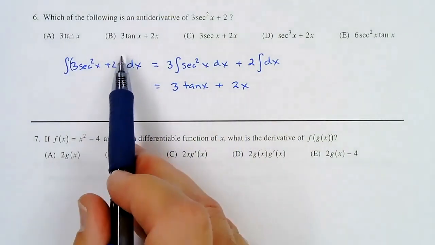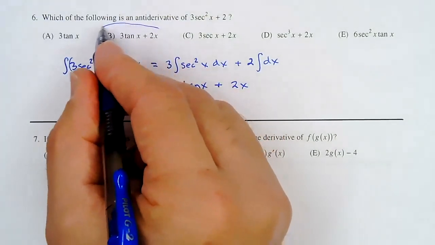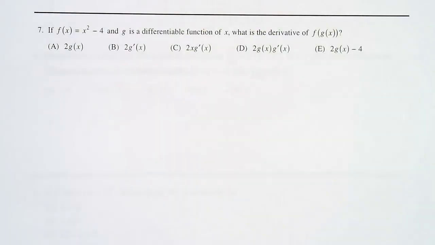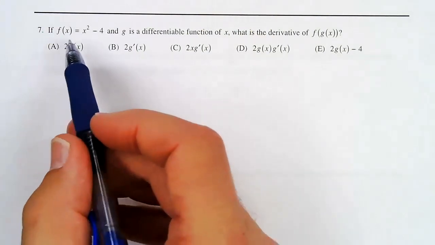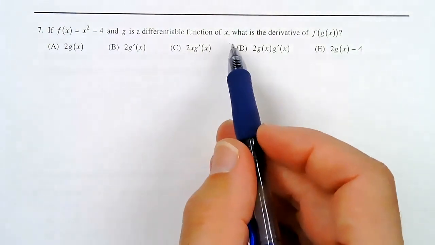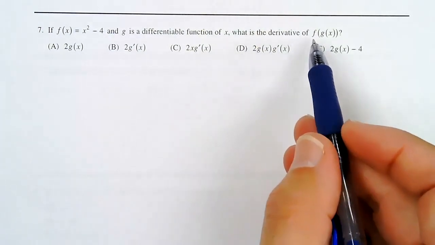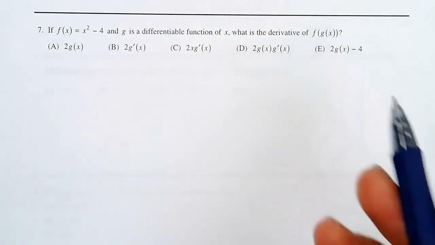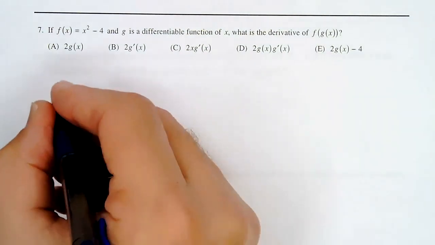And so that correct answer would be B for number 6. So in number 7, they're giving you f of x is equal to x squared minus 4, and g is a differentiable function of x. What is the derivative of f of g of x? So this is a composition of functions, so we're going to have to apply the chain rule.